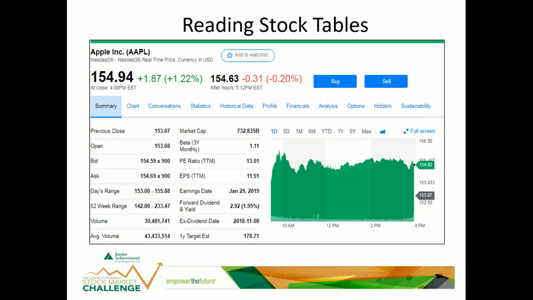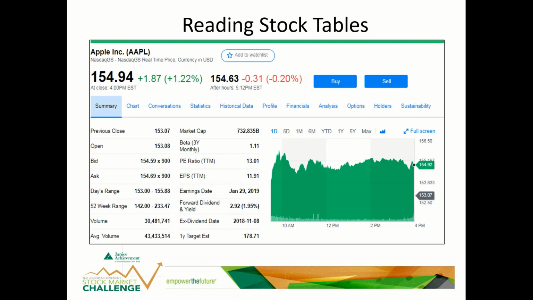Based on the information in front of you on this screen, some questions for you to consider. Is Apple's stock near its 52-week high or 52-week low? It's trading near its 52-week low. What parts of the stock table would tell an investor about their opportunity to earn dividend income by purchasing Apple stock? Again, we would want to look at the forward dividend and the yield. What piece of information tells an investor how much Apple is worth as a company? Again, that would be the market cap.